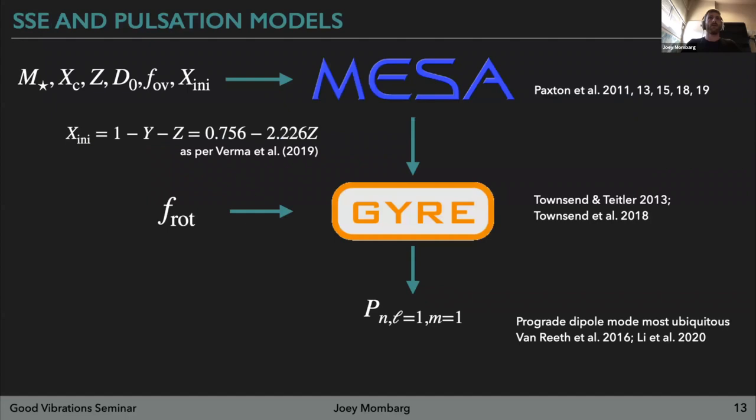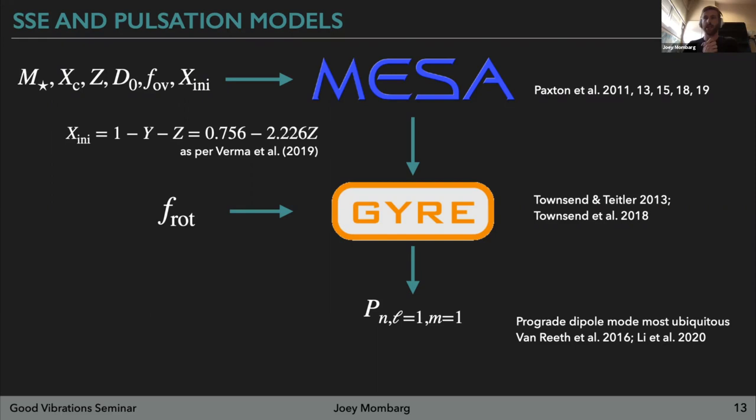So I'm using MESA to compute these stellar models. We vary these parameters, and the initial hydrogen content I'm setting according to the enrichment law from Dilip Verma. And then we compute the GYRE models. Only the rotation enters at the level of the pulsation models, and I'm focusing right now only on the prograde dipole modes, as these are most ubiquitous in the samples from Van Reeth and Li.